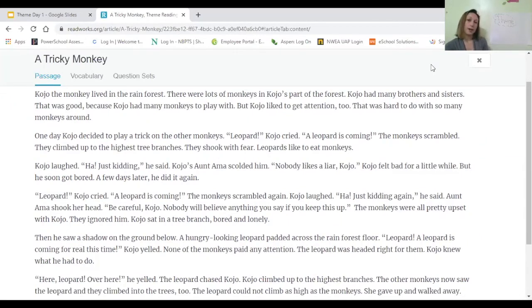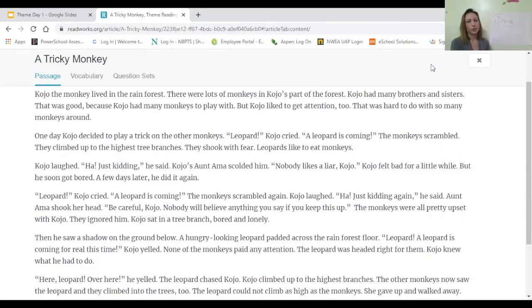"Leopard!" Kojo cried. "A leopard is coming!" The monkeys scrambled. They climbed up the highest tree branches. They shook with fear. Leopards like to eat monkeys. Kojo laughed. "Just kidding," he said. Kojo's Aunt Amma scolded him. "Nobody likes a liar, Kojo."